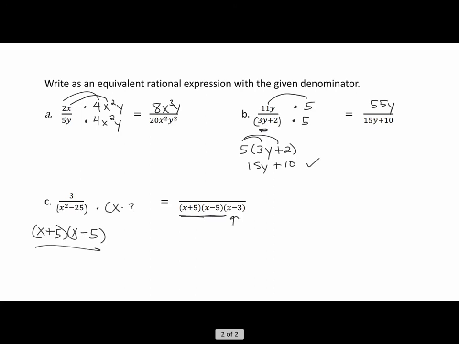So let's multiply that, and we must multiply the same thing to the numerator. So in the numerator, we got some distribution here, 3 times x, and 3 times minus 3. So 3x minus 9 is going to be the numerator that we need to complete this equivalent expression.